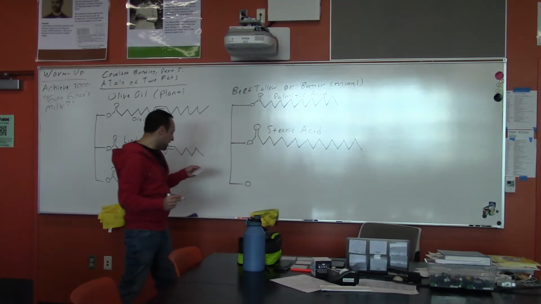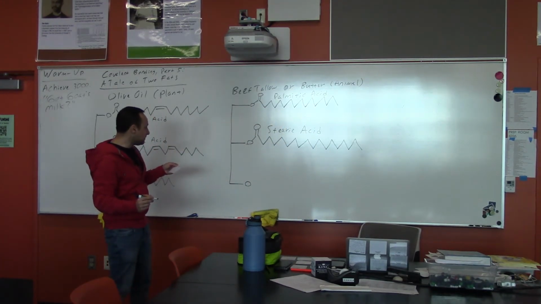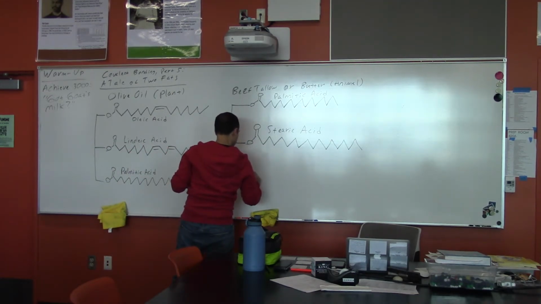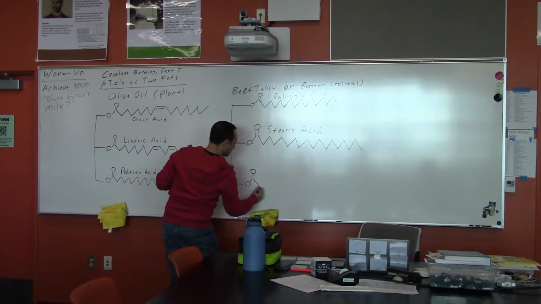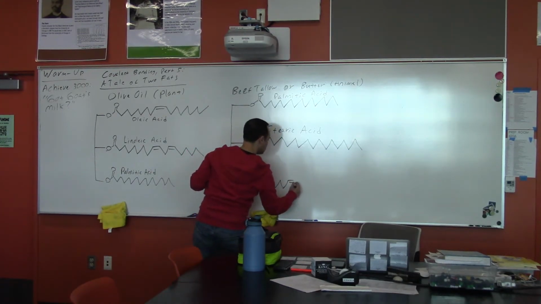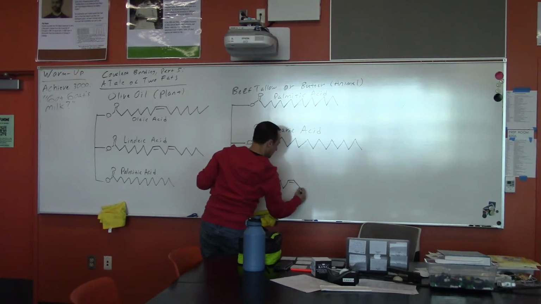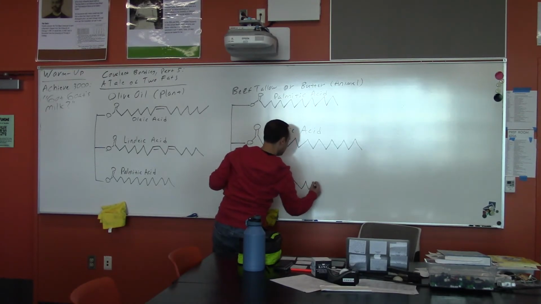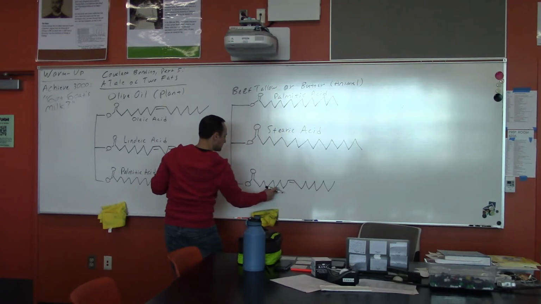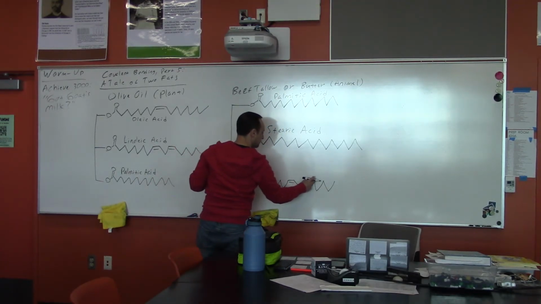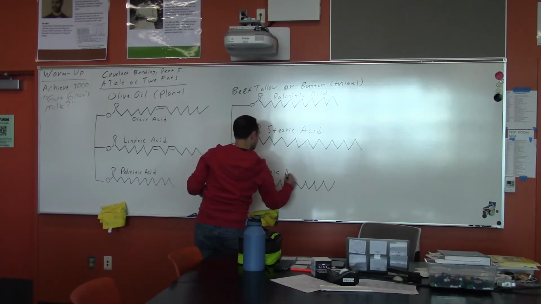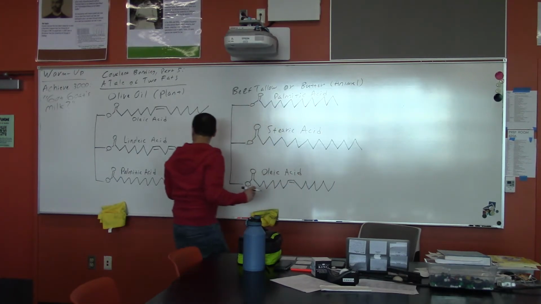Okay. And then the last one, believe it or not, is oleic acid. So, same fatty acid chain we find in olive oil. 2, 4, 6, 8, 10, 12, 14, 16, 18. Good. Oleic acid.